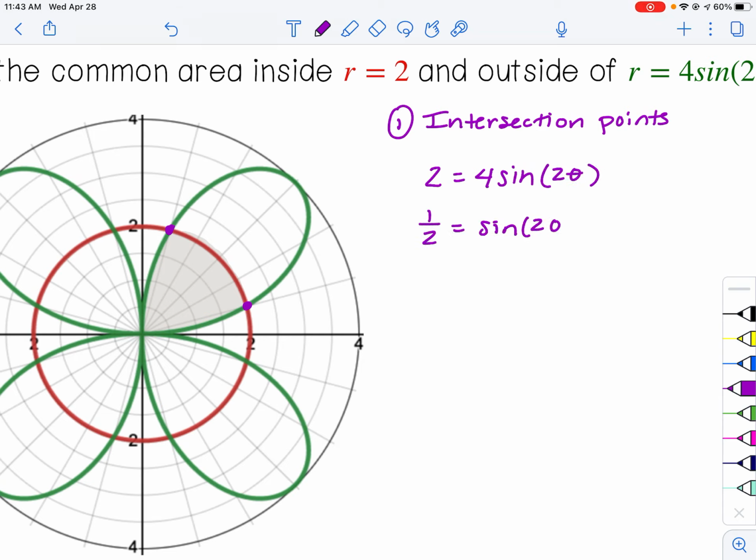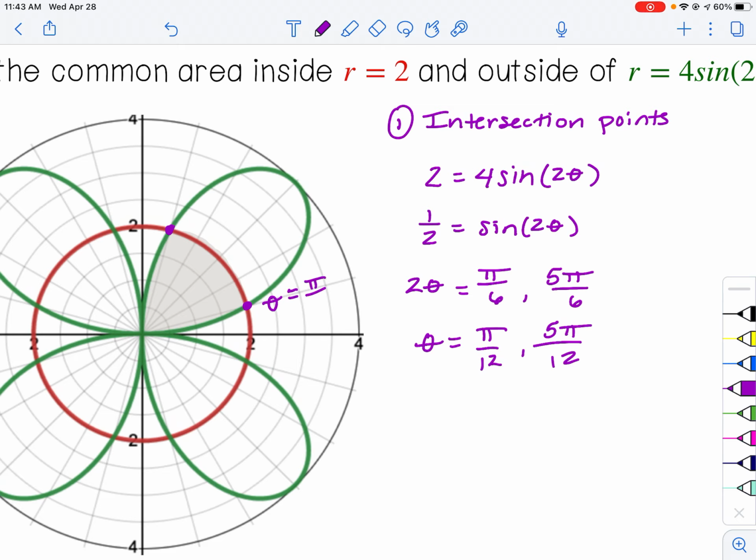So sine is equal to 1/2 when the inside, so 2 theta, is going to equal pi over 6 or 5 pi over 6. If I divide those by 2, I'm going to get theta is pi over 12 and 5 pi over 12, which are both inside the first quadrant, so these are our two intersecting theta values. Which we can also tell from the graph here because the first quadrant is split into 6 sections, so each one is worth pi over 12, right? Pi over 2 divided by 6 sections. This is 5 pi over 12.